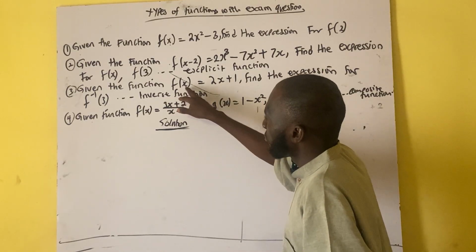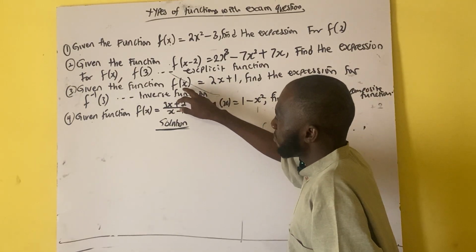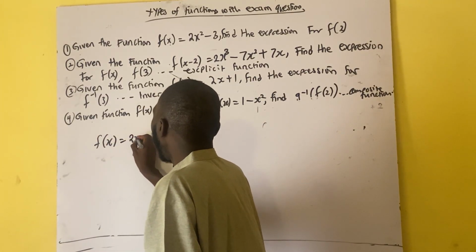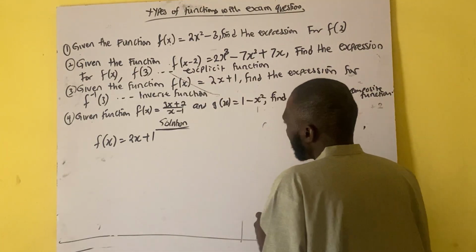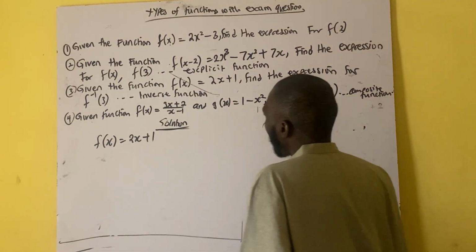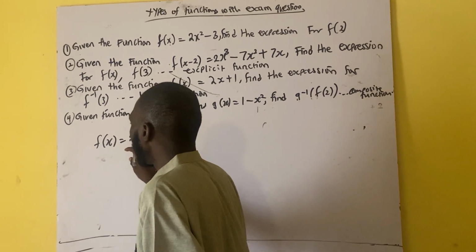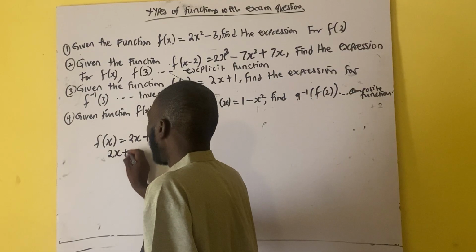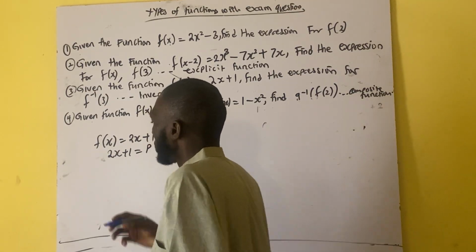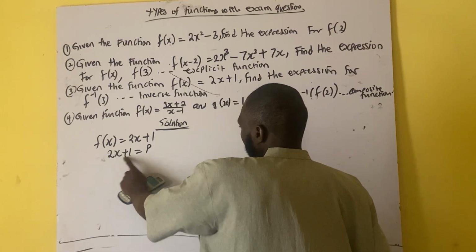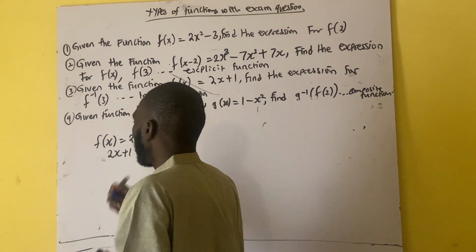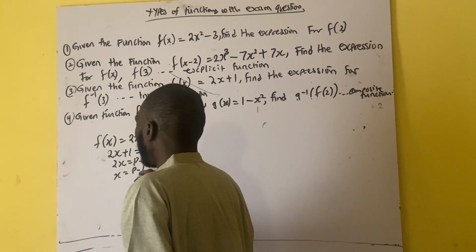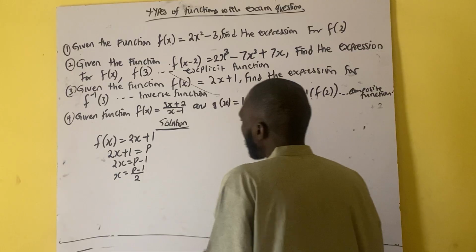So if we have f of x equal to 2x plus 1, and you want to find the inverse of this, I'm going to say that this 2x plus 1 equal to p. Then solve for x in this equation. I have 2x equal to p minus 1, then x equal to p minus 1 over 2.